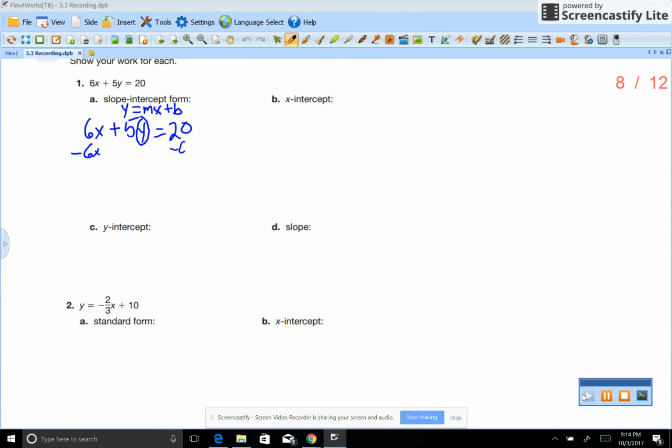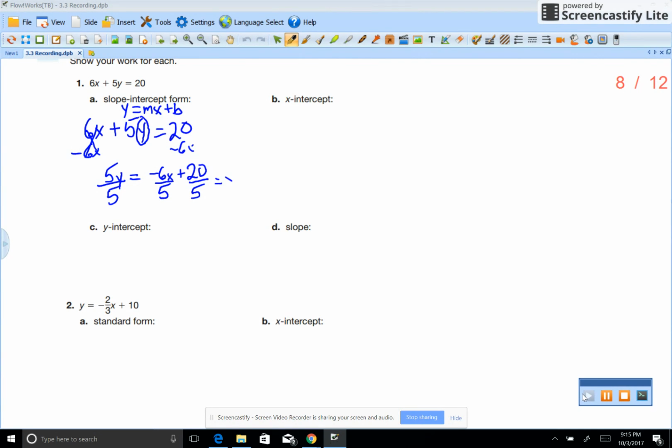First step to do that is subtract 6x from each side. And you can subtract anything from anywhere. So that 6x is going to go away. We're left with 5y equals negative 6x plus 20, keeping all the signs the same, putting the x first. Next, we have to divide each and every term by 5, because we've got to get rid of the 5 in front of the y. So the 5 goes away.